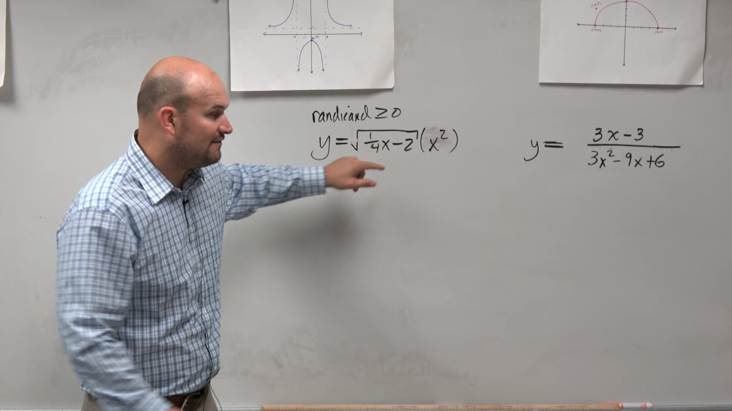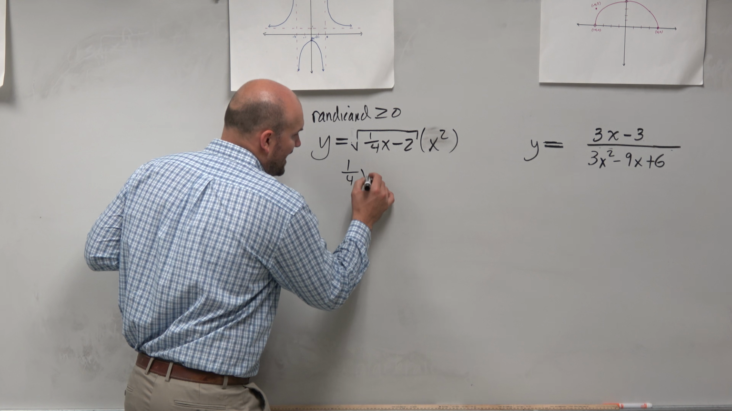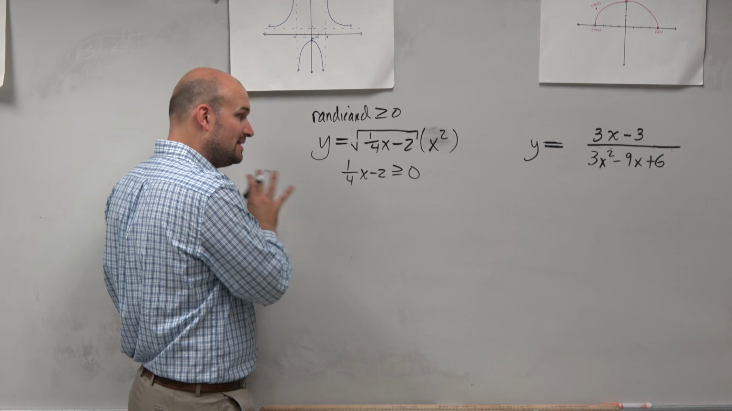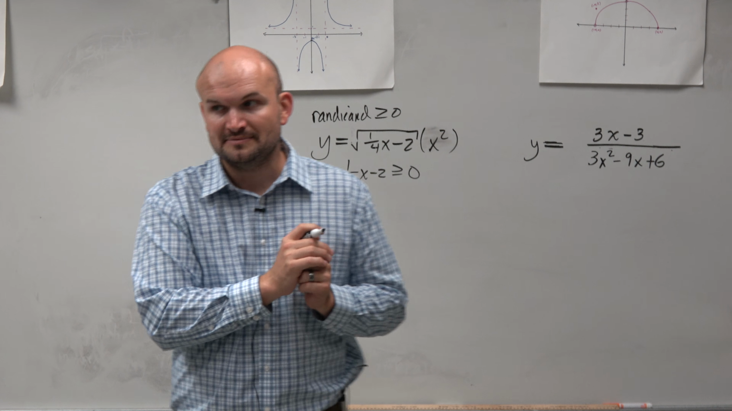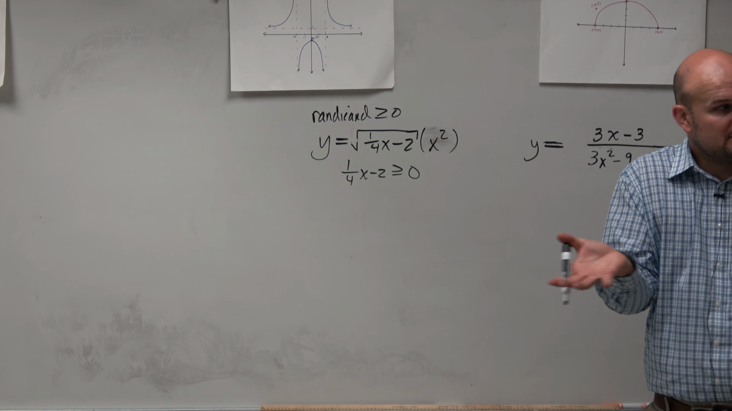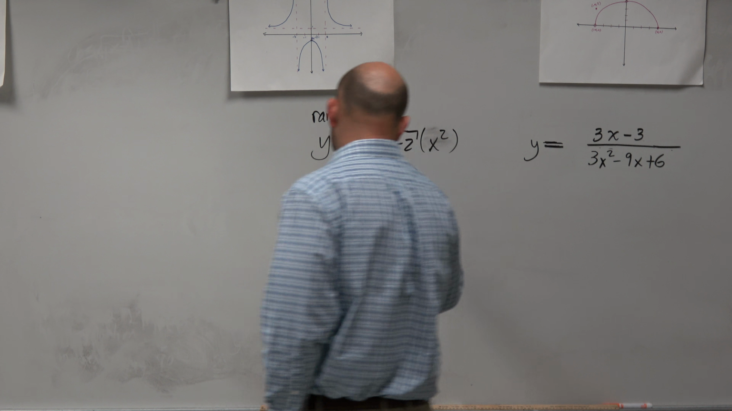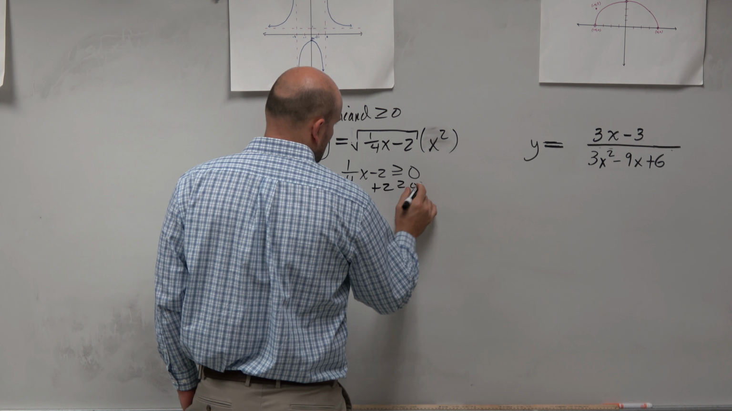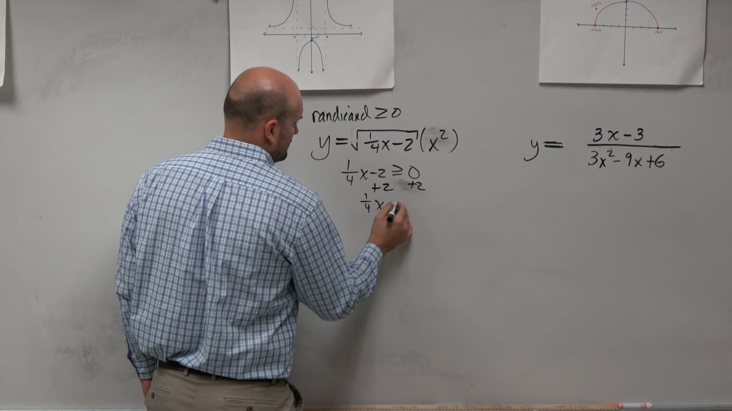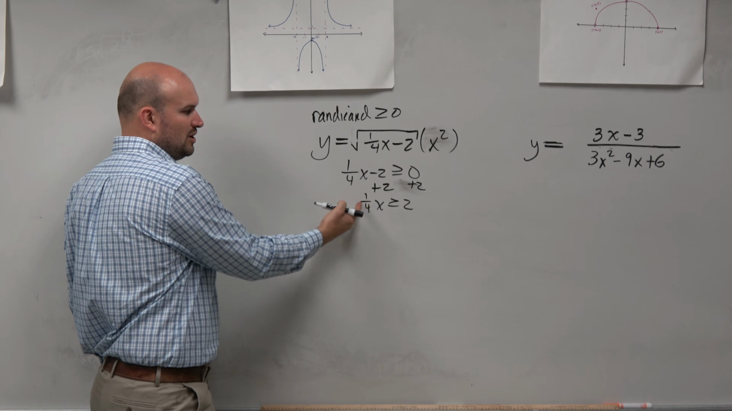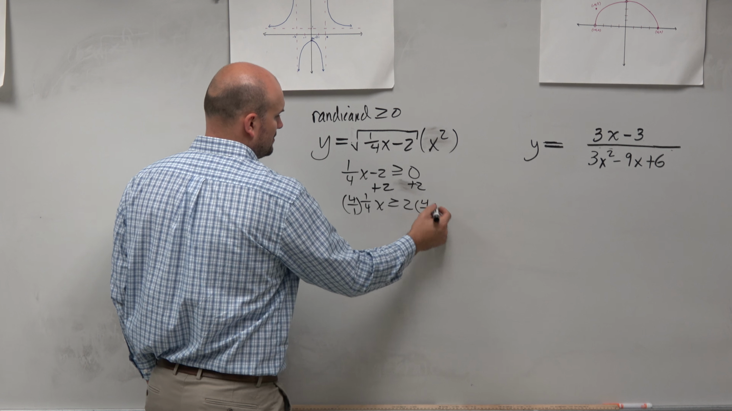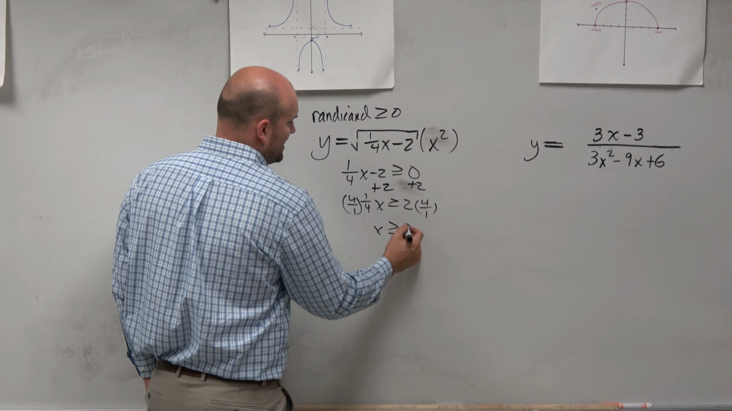We know that whatever is under our radical, 1/4 x minus 2, has to be greater than or equal to 0. Done. That's the only thing I need you guys to focus on right now. So now, when we look at this, we say, all right, well then what values make this true? So it's just going back to our Algebra 1 days and solving. If we're multiplying by 1/4, then we can multiply by the reciprocal on both sides. x has to be greater than or equal to 8.